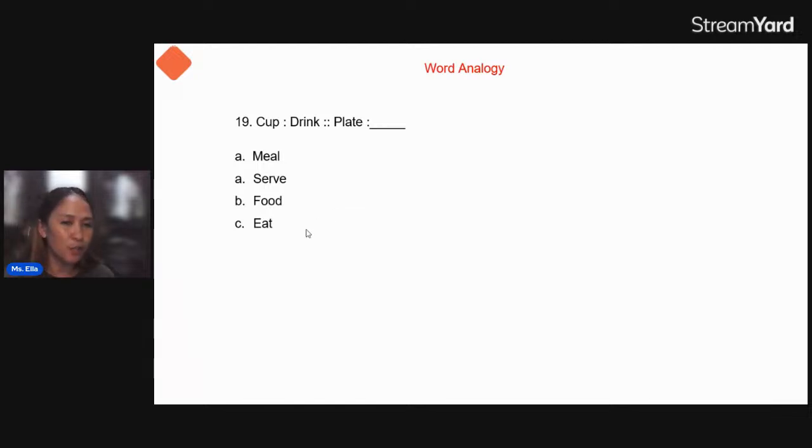Okay, so the correct answer here is A. It's meal. Why it's meal? Oh, sorry. It's not meal. It's food. Sorry again for the typo. It's food. So cup holds a drink. Of course, what's inside a cup? A drink. It could be water, coffee, or any drinks that we can put in the cup. Now, what does a plate hold? A plate holds food, right? So it's food, not meal.